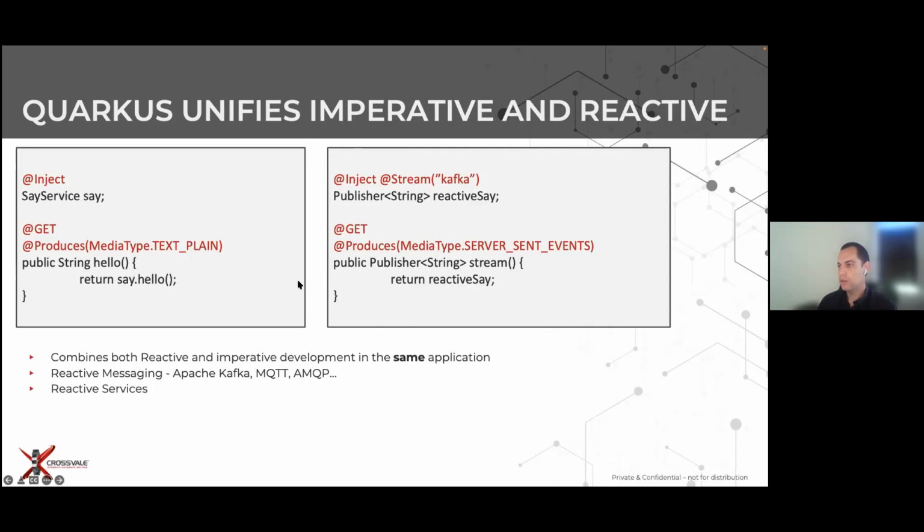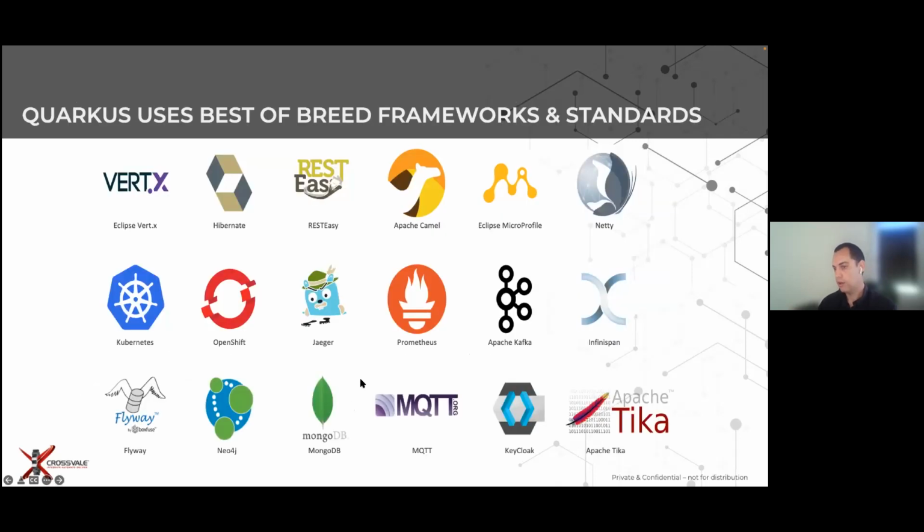So Quarkus unifies imperative and reactive. This means that you still can use your injections. You still can use the same thing that you are using today in your Spring development. It's just that it changes a little bit into a different type of injection. I don't have the slide here, but I can show you the documentation for it later. It's part of a workshop that we have.